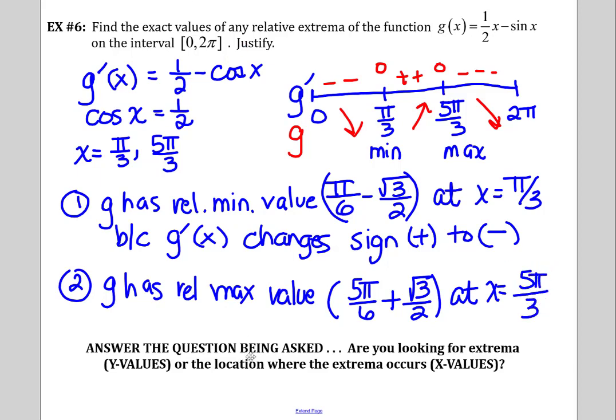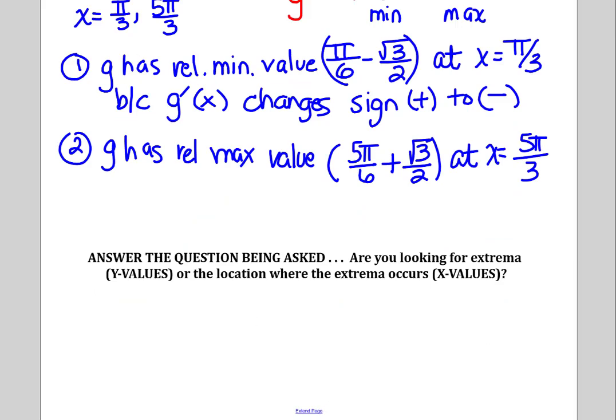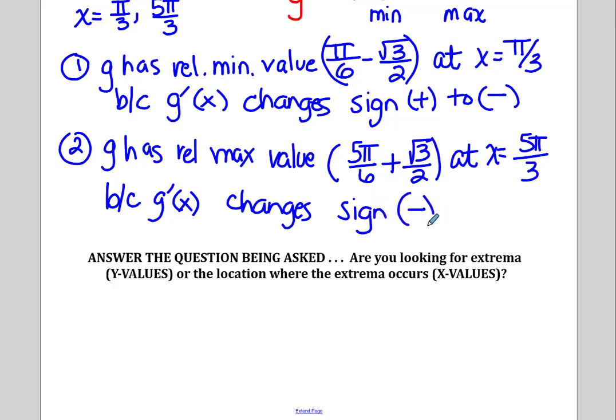And the reason is the same as the other reason, just backwards, because the derivative changes signs from negative to positive at this x value. So I've got a little reminder down here. Be sure you answer the question that you're being asked. Are you looking for extrema? That's y values. Or are you looking for the location where the extrema occurs? That's x values. Just be sure you know what you're answering. Okay, 3 more little examples and then we're done.